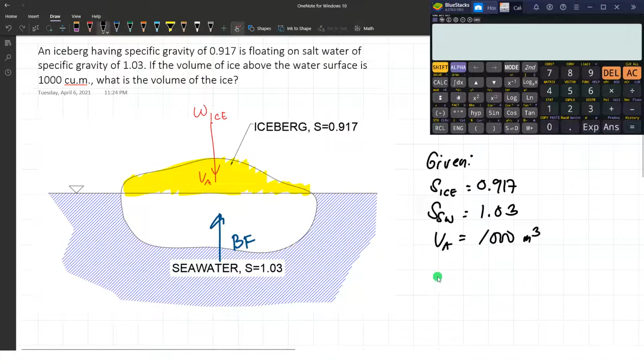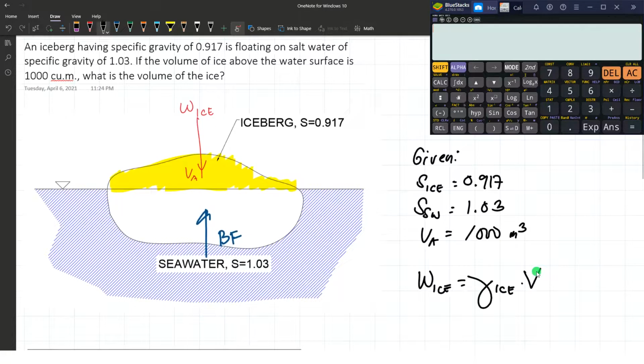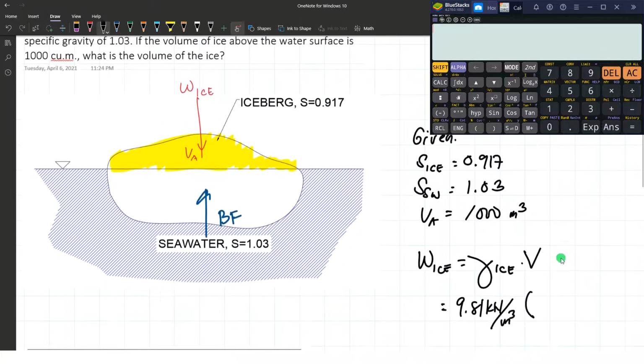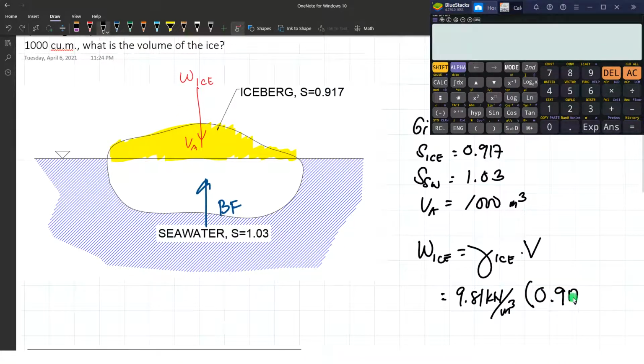Okay, so to compute the weight of the ice, if we have a given specific gravity of the ice, we can compute its unit weight to be multiplied by its volume, total volume of the ice. Okay, so the unit weight of the ice is 9.81 kilonewtons per cubic meter, which is the unit weight of water, to be multiplied by the specific gravity of the ice, which is 0.917, multiplied by the total volume of the ice. Okay. So total volume is still unknown.